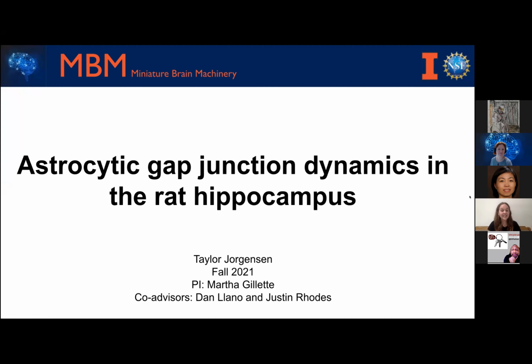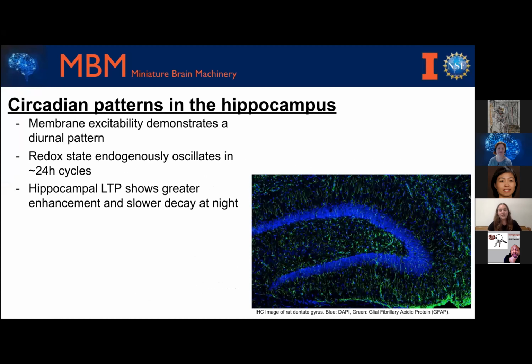Hi, my name is Taylor Jorgensen, and I'm also a member of Martha Gillette's lab, and I'm co-advised by Dan Yano and Justin Rhodes. My project involves astrocytic gap junction dynamics in the rat hippocampus. As you probably know, the hippocampus is a major site of learning and memory consolidation in the brain.